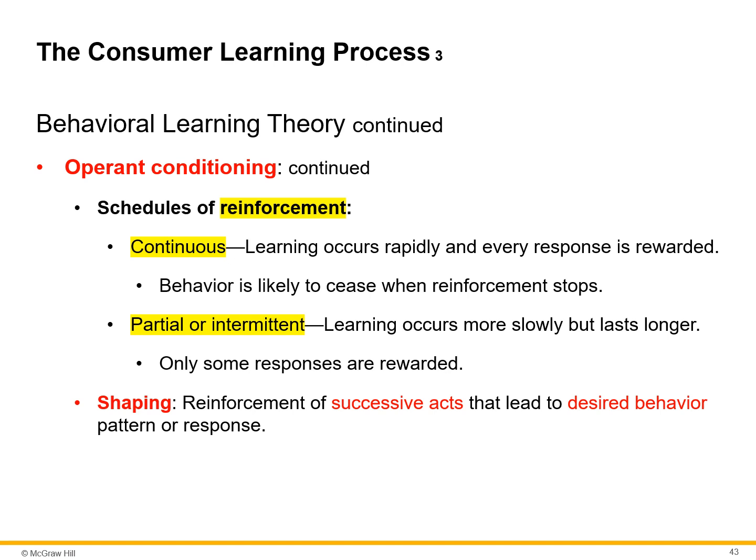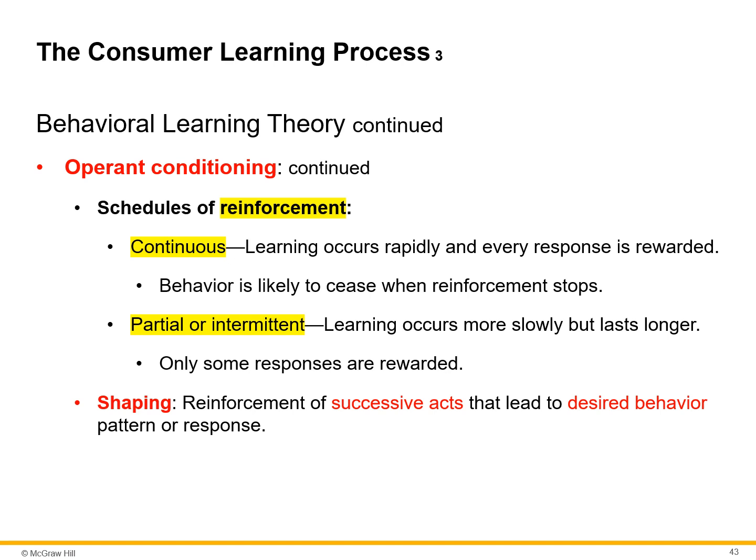In operant conditioning, the schedule of reinforcement is important. You can make it continuous. If you make reinforcement continuous, learning occurs rapidly and every response is rewarded. But behavior is likely to cease when reinforcement stops. If there's no reinforcement, the behavior is going to stop. Or you can use a partial or intermittent schedule. With partial and intermittent reinforcement, learning occurs more slowly but could last longer, so only some responses are rewarded.